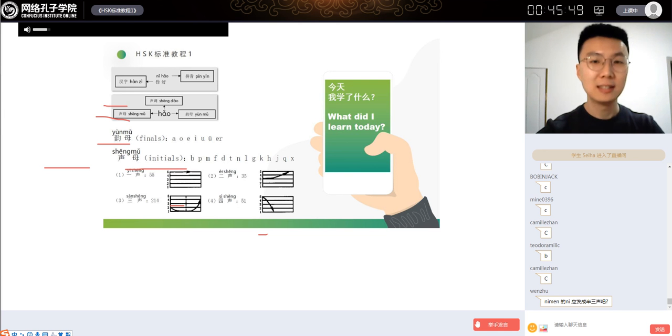And we also know there are 4 tongues in Chinese. 一声 the first tongue, 二声 the second tongue, 三声 the third tongue, and 四声 the fourth tongue. If there are 2 third tongues, the first third tongue we should change into the second tongue. Okay, these are what we learned today.